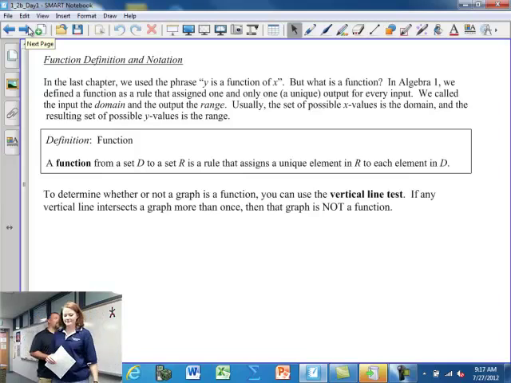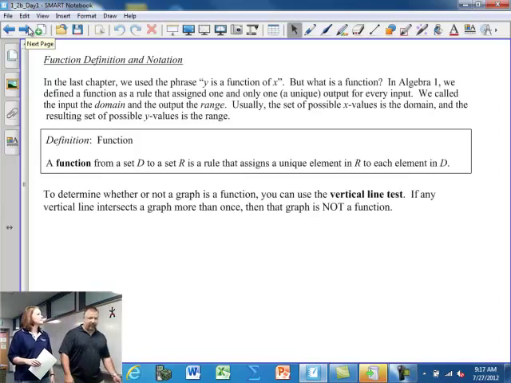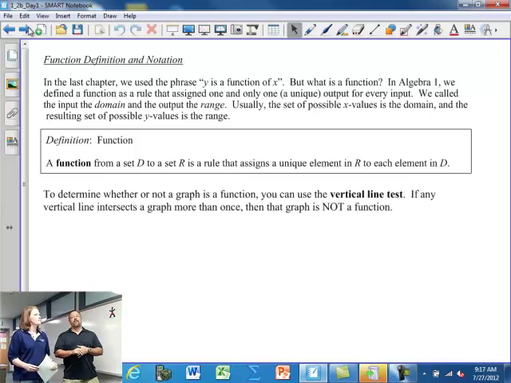Function definitions. Just out of curiosity, what is a function? Last chapter we had you write y as a function of x. And in Algebra 1, what do we call a function? We called it a function if every input has one and only one output. So every x value that you plug in can only give you one y value. The official definition of a function from a set D to a set R is a rule that assigns a unique element in R to each element in D.